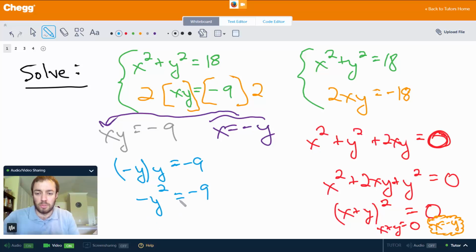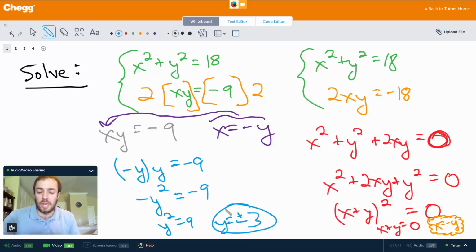Divide both sides or multiply both sides by negative 1, we get y squared equals 9, and then take the square root of both sides, and then we're going to get y equals, now we have to be very careful here, plus or minus 3. Okay, we get y equals plus or minus 3. So we have two values of y that satisfy that equation, and we could use this to get two corresponding values of x.